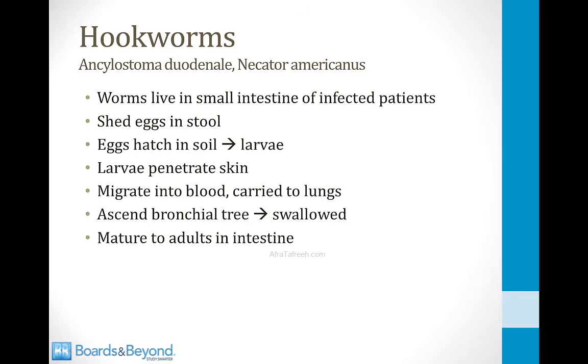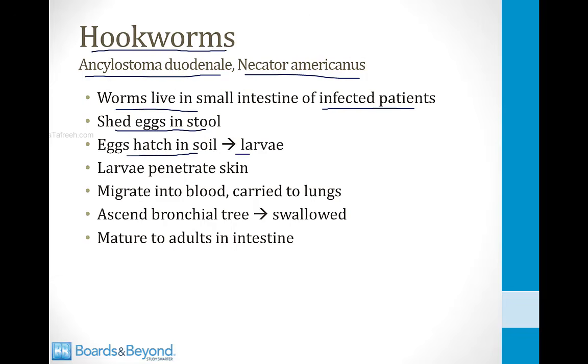The next intestinal nematode are the hookworms, and there are two species of hookworms. The first one is called Ancylostoma duodenale, and the second one is Necator americanus. In both of these hookworm infections, the worms live in the small intestine of infected patients, and eggs get shed in the stool. What's interesting about hookworm infections is that you don't get it by ingesting the eggs. The eggs hatch in the soil and turn into larvae, and then the larvae penetrate your skin.